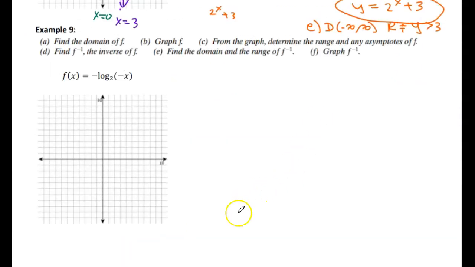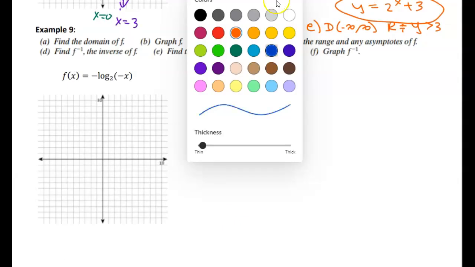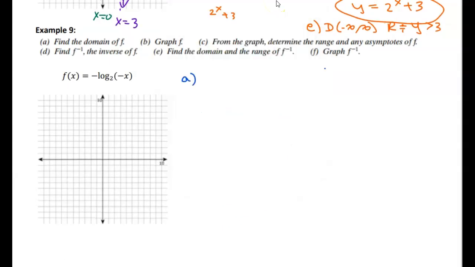Okay, let's do the next one. Alright, so A. So we have negative log base 2 of negative x. Okay, so the domain is if negative x is bigger than 0, which means x is less than 0. So it's all the negative values. Okay, we're going to graph.